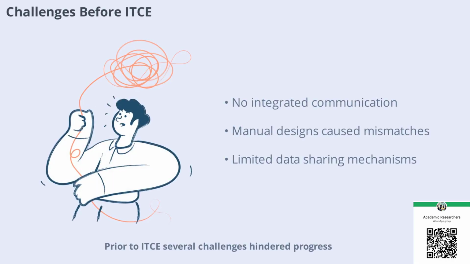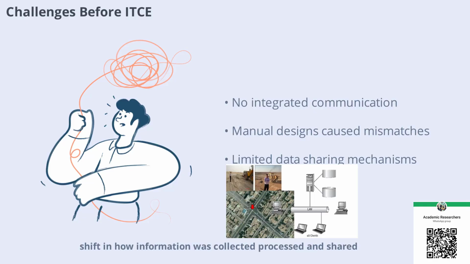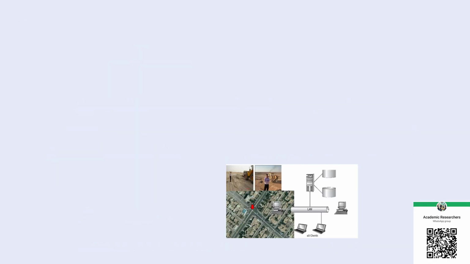Prior to ITCE, several challenges hindered progress. Departments lacked integrated communication, designs were based on manual dimensions without real topography, data sharing mechanisms were limited, and survey data was inefficiently used. These issues led to delays, mismatches between design and reality, and redundant work. Addressing these challenges required a fundamental shift in how information was collected, processed, and shared.